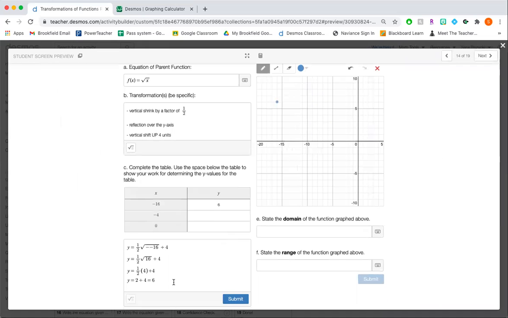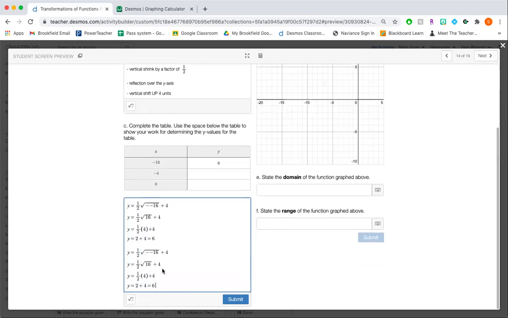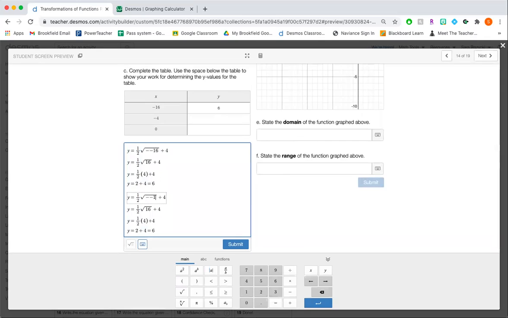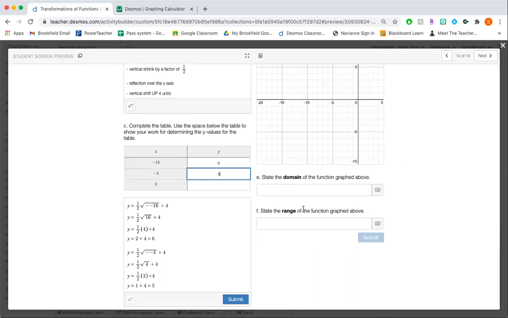Then I'm going to do the same process for x equals 4. Guys, I know it's tedious to show all your work, but honestly, it's just tedious for the first one. If you use copy and paste, then it becomes much easier for the remainder. So I'm going to keep changing these. The square root of 4 is 2. 1/2 of 2 is 1. So this is going to be 5. So -4, 5.